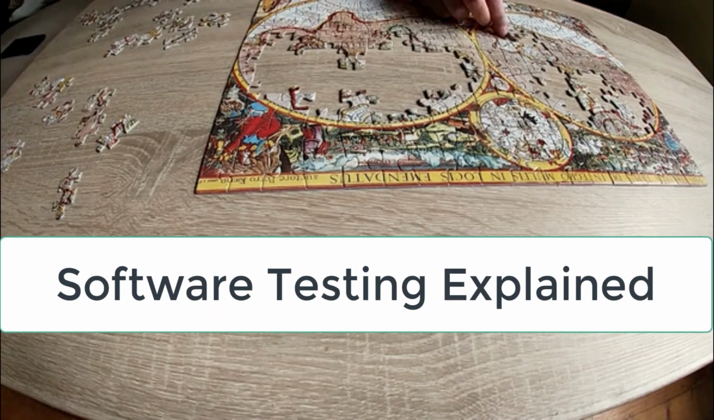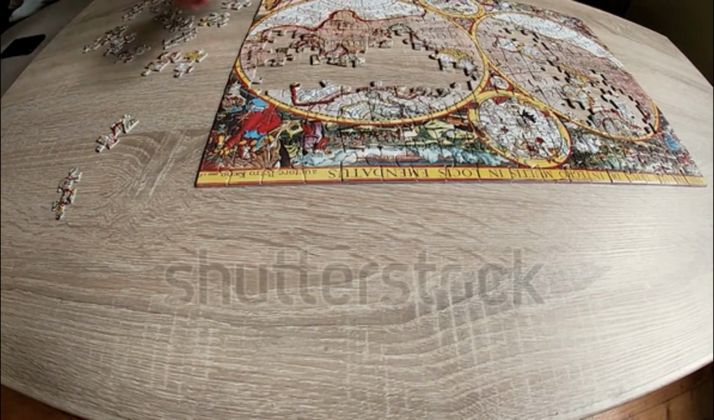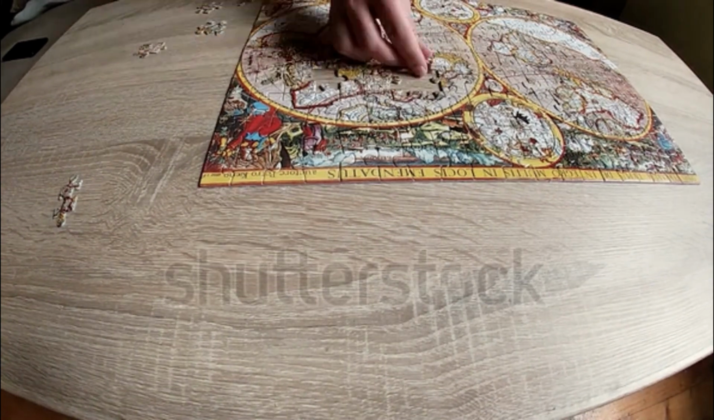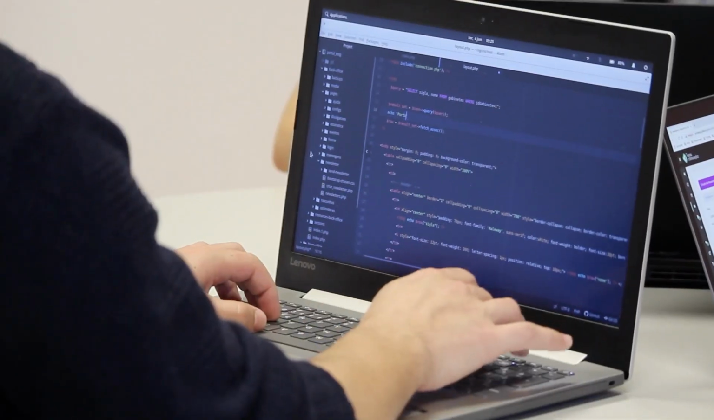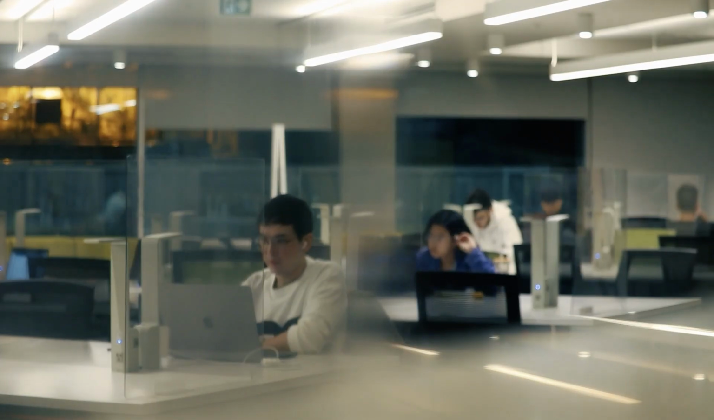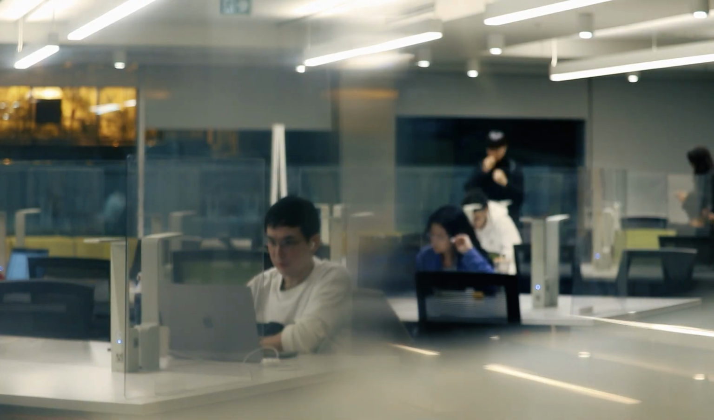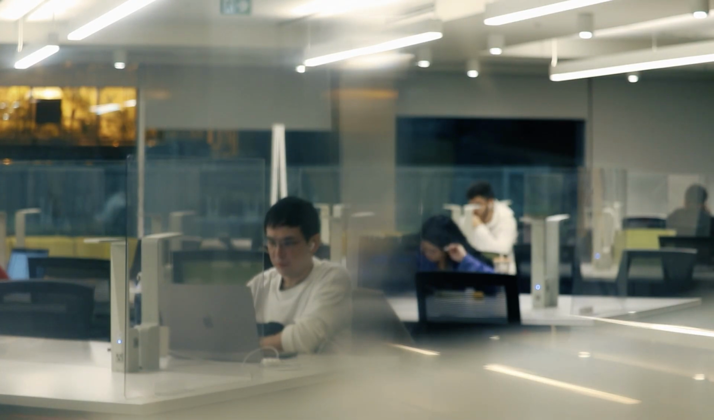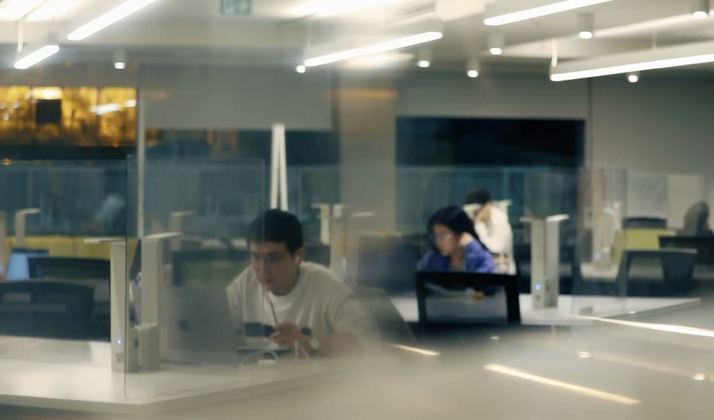Building software is not like assembling a puzzle where all pieces fit perfectly the first time. It is more like a living thing where change and growth are happening all the time. That means bugs are introduced and they are inevitable. We need to make sure that we are confident the product works as expected.